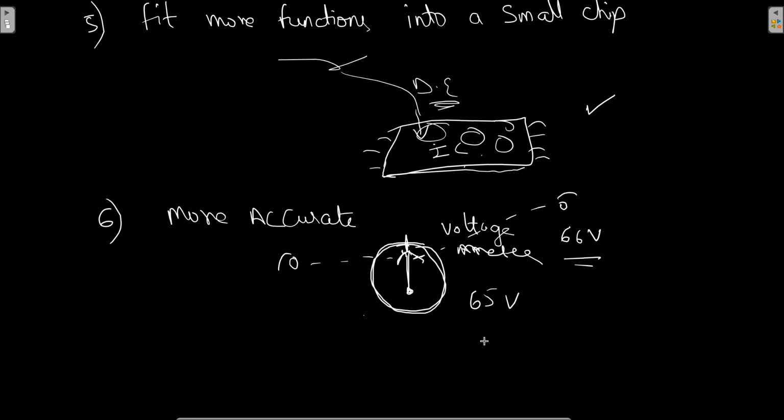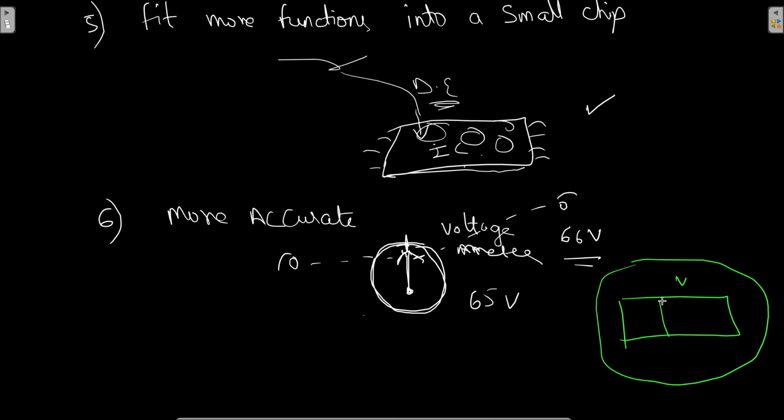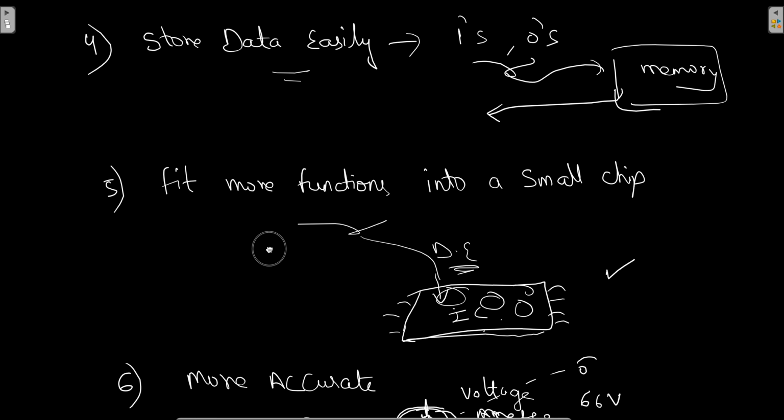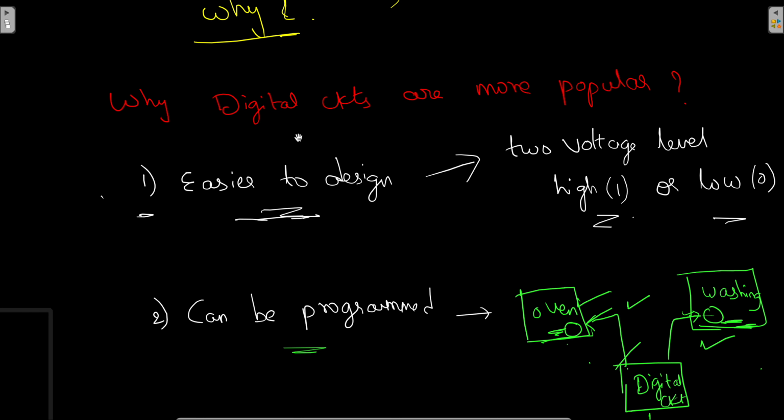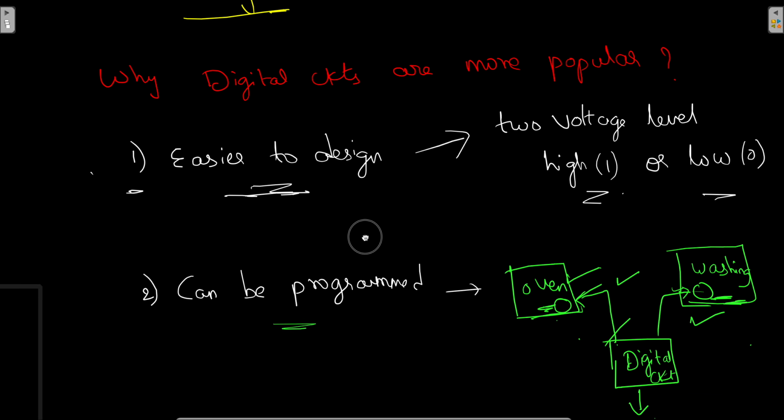But when we use a digital voltmeter, it will represent the value in a 7 segment display accurately. It's 65 volts. So accuracy will be high in digital circuits, because it is measuring by using electronic circuits and electronic sensors. By using that it will measure the voltage. Due to all these advantages of digital electronics, we are preferring digital circuits compared with analog circuits.